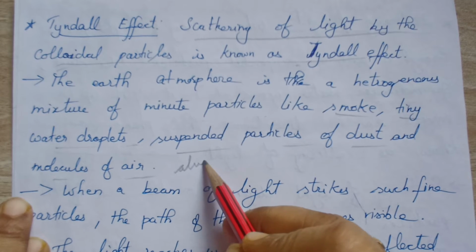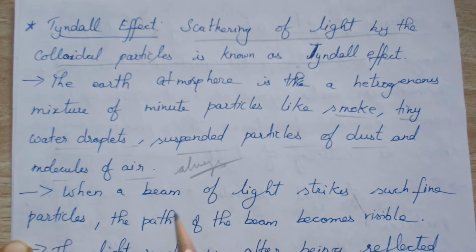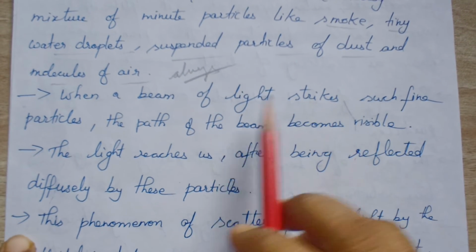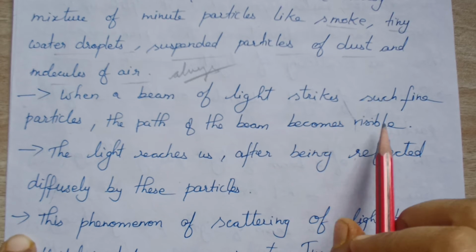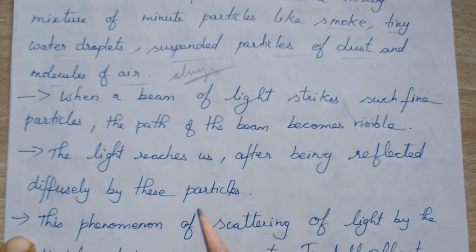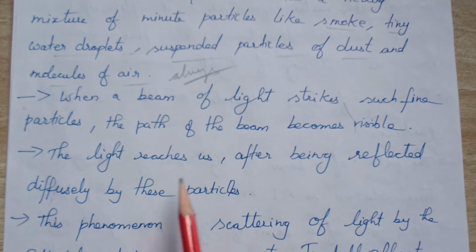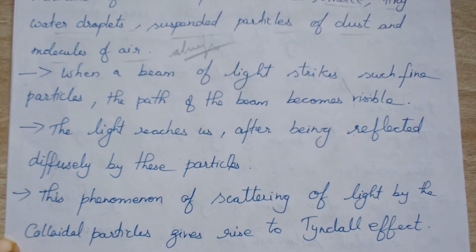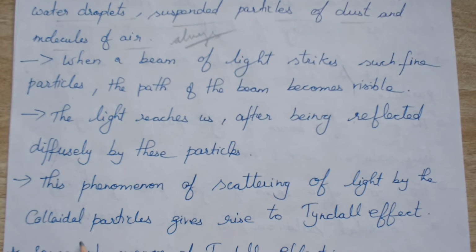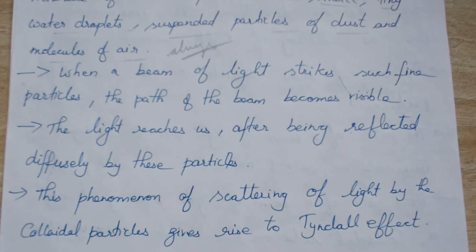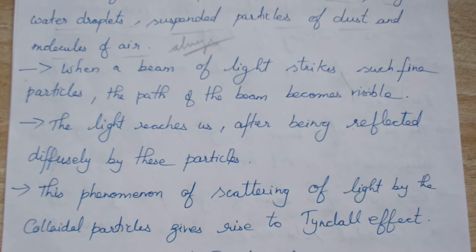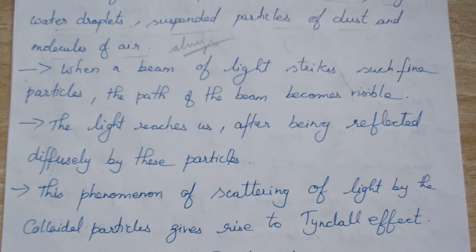Always all the things will be present in the atmosphere. So what happens when a beam of light strikes such fine particles? The path of the beam becomes visible. Why? All the particles will scatter the light. The light reaches us after being reflected diffusely by these particles. This phenomenon of scattering of light by the colloidal particles gives rise to the Tyndall effect. Same thing, whatever we explained in the scattering of the light, that is your Tyndall effect.